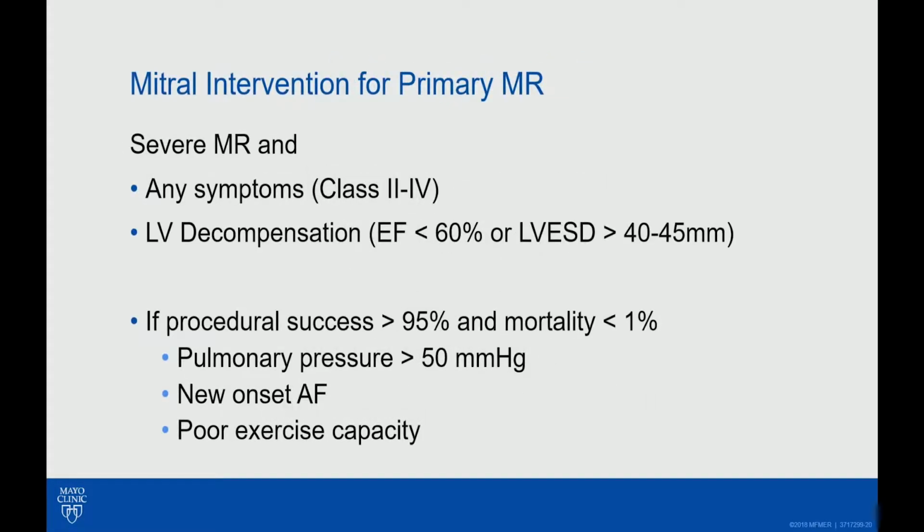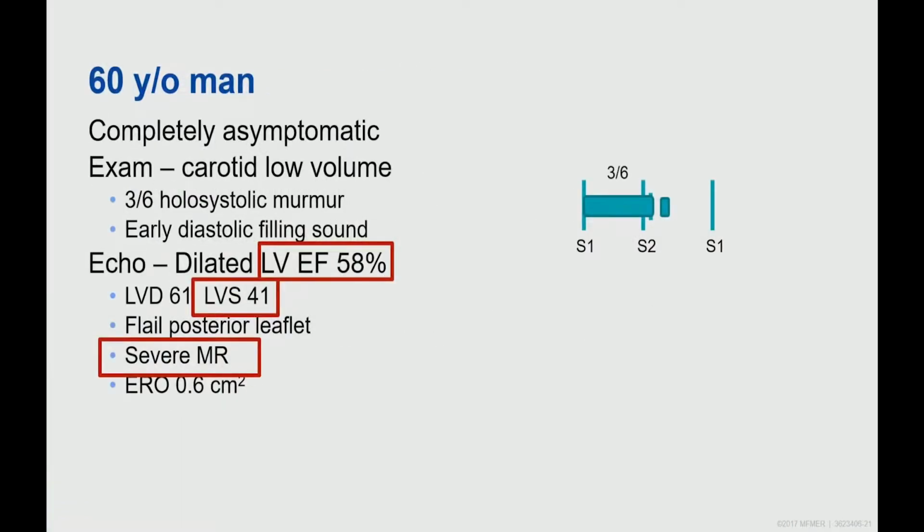So mitral interventions for primary MR are severe MR and any symptom, or severe MR and a decompensated LV defined by an EF of 60% or an end systolic diameter of 40 to 45 millimeters. And if you have procedural success rates in excess of 95% and mortality rates of less than 1%, then operating for these other higher risk features is a reasonable circumstance. So in this first question, this 60-year-old man already has an EF that's decompensating. So he has severe MR with a decompensating LV. He's a reasonable person to offer a mitral valve repair to.